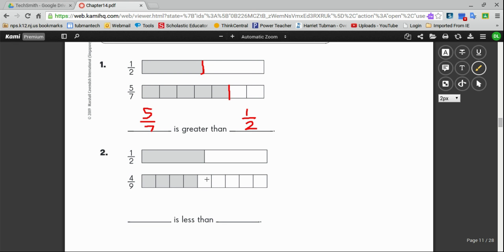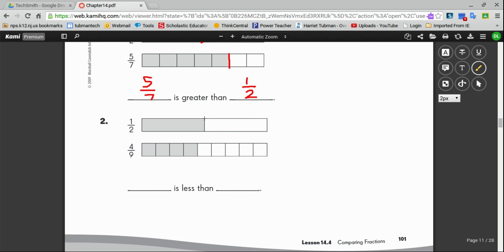Let's look at number 2. So again, 1/2 is this area shaded in, and 4/9 is this area that's shaded in over here. So from this picture, we know that 4/9 is less than 1/2.